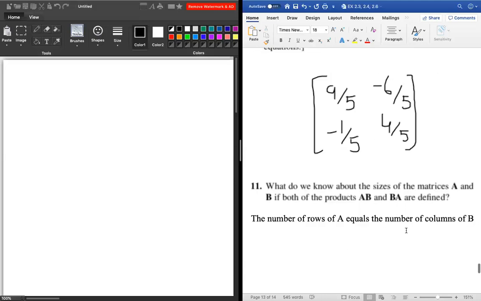So the number of rows of A equals the number of columns of B, and the number of columns of A equals the number of rows of B. Okay, so this is what we know about the size of matrices A and B if they both have the product defined.